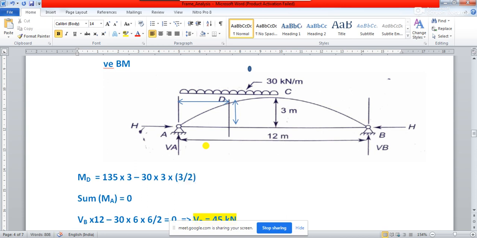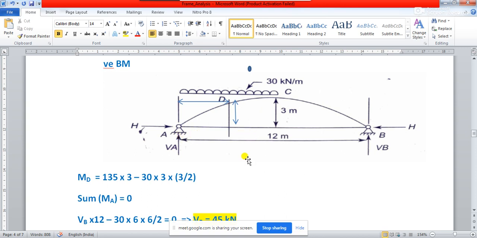That's all. Okay. So this is your moment due to the UDL, and the left portion is your H. You see, this is creating moment in this direction, this is creating moment in this direction, and this H is also going to create moment in this direction, right? So whatever moment will be created by this VA, you see this VA is creating clockwise, this is creating anti-clockwise, and this is also going to create an anti-clockwise kind of moment, right?